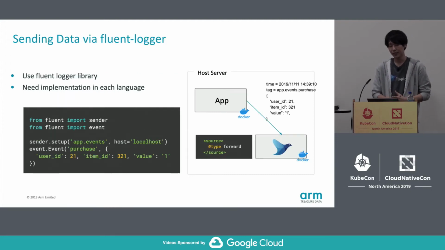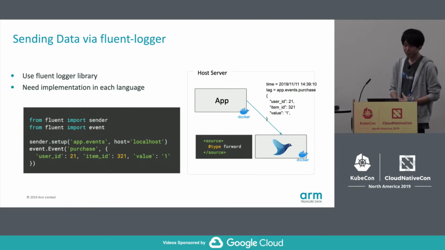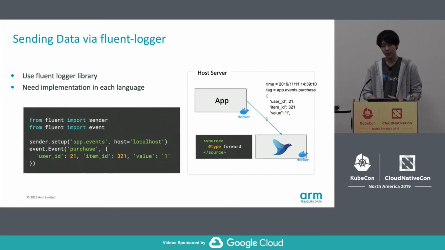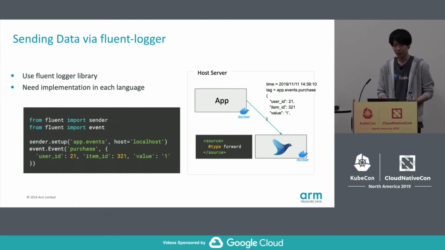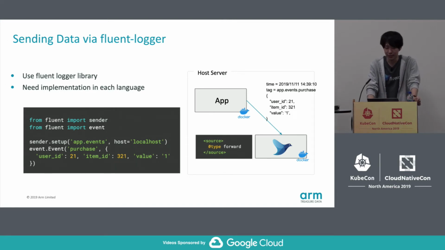The second approach is sending data via library. In the same example, fluent-logger. Fluent-logger is a client library to send data to Fluentd. There are many implementations in each language, so fluent-logger for Ruby, Go, Java, Scala, etc. And you can send any format of data in this approach. But if you want to use this approach in a new language, you may need to implement your own fluent-logger.